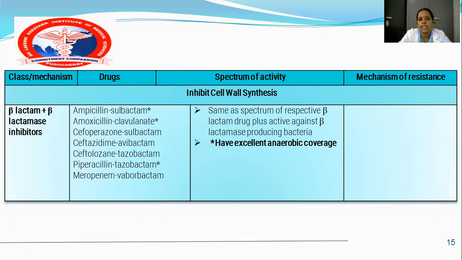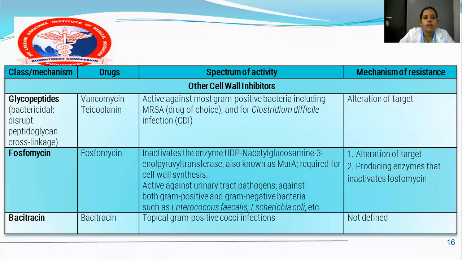So they will always keep first line and second line drugs. First line means without combination, they will use first. Then if it becomes resistant, they will go for second line drugs and glycopeptides. The drugs are vancomycin and teicoplanin. These are other cell wall inhibitors active against MRSA. Mostly vancomycin and linezolid are drugs of choice. Teicoplanin is also a drug of choice.